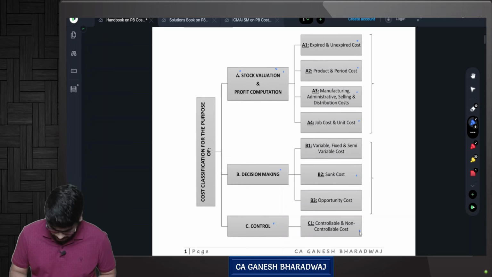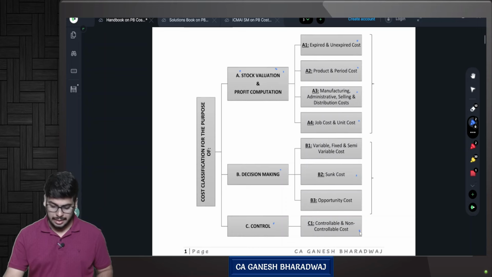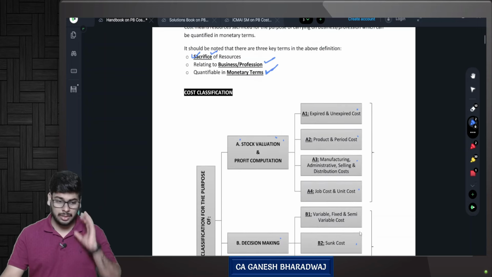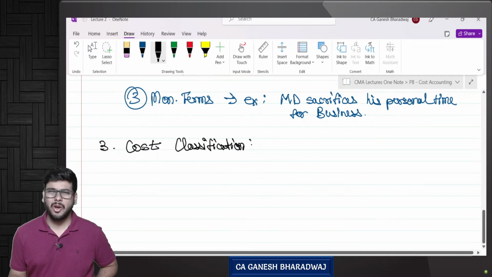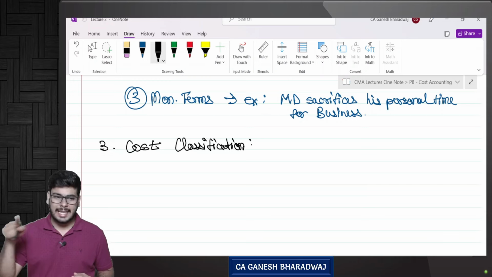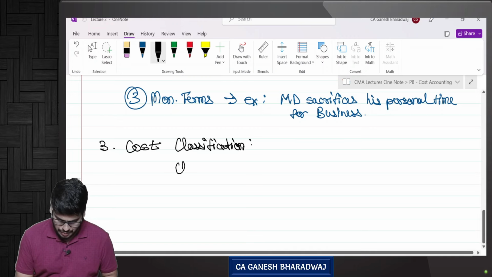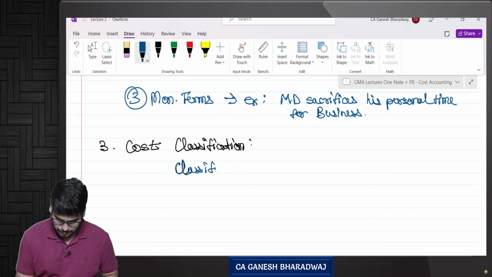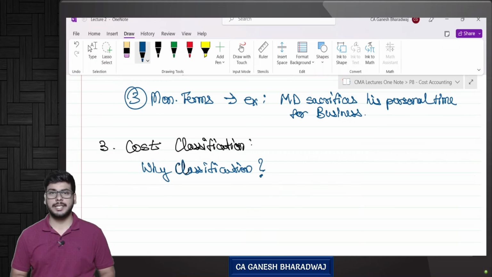Now, first of all, forget cost classification. What are we seeing right now? Cost classification. You forget cost classification. First you tell me, why do we classify things? Why at all is there something called classification? What is classification? Why do we have classification? Why classification? This is a very important understanding that you need to pay attention to.